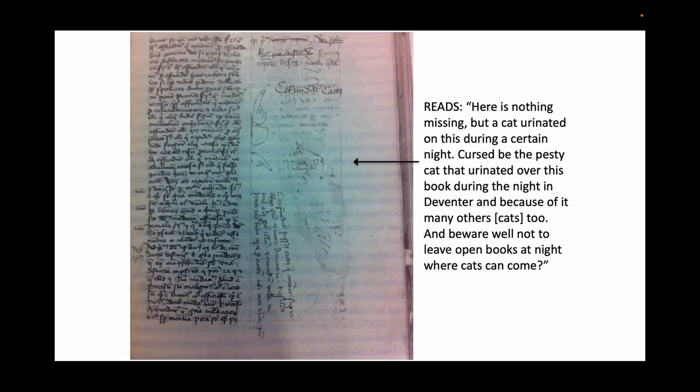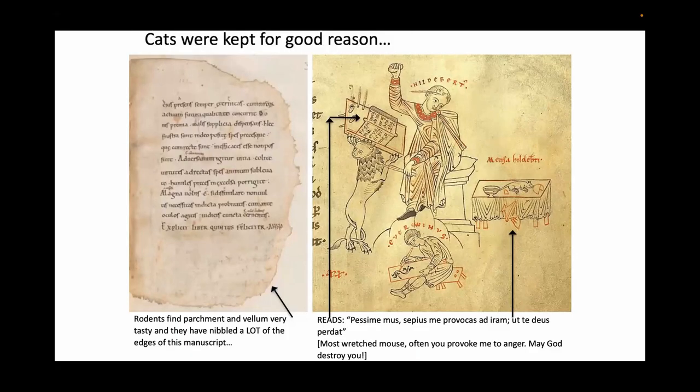So, yeah, can't throw it out. So, what do? There you go. But clearly, this guy was really upset about it. And the reason they kept cats in the scriptorium was because rodents love parchment and vellum, and they would come in and eat the pages out of their books, etc. So they kept cats to keep the rodents away.